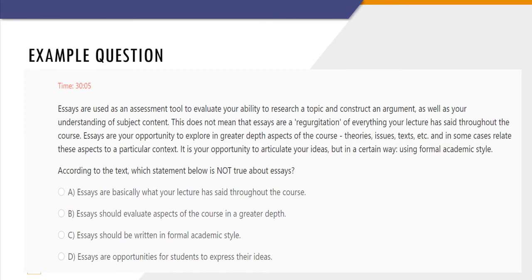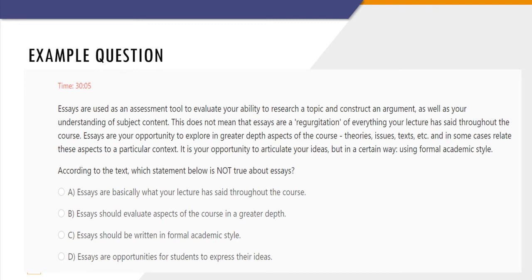So here you can read the paragraph first. When you see the paragraph, you can see it is about essays. You can quickly find the keyword in this paragraph, because in the first statement itself it is implying that they are talking about essays. Then you look for the question. The question is, according to the text, which statement below is not true about essays?